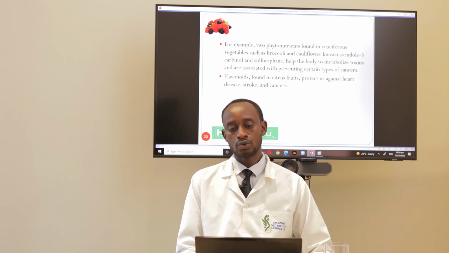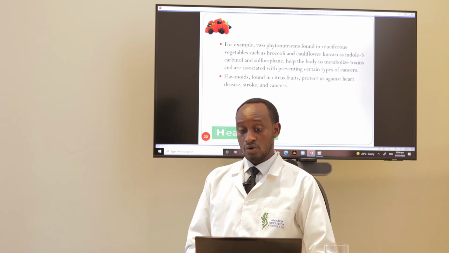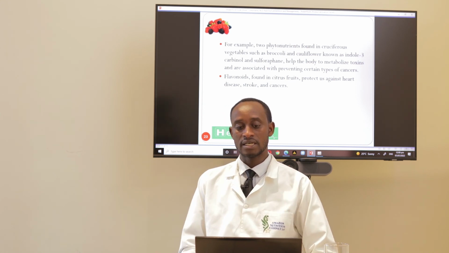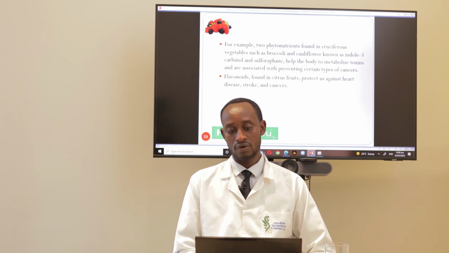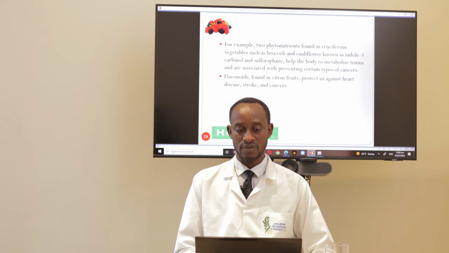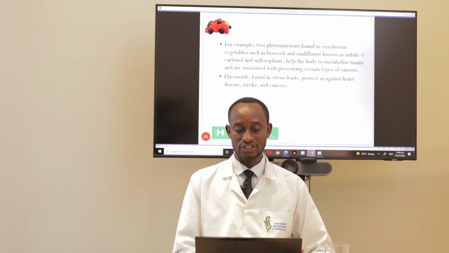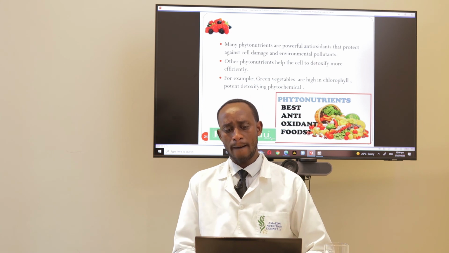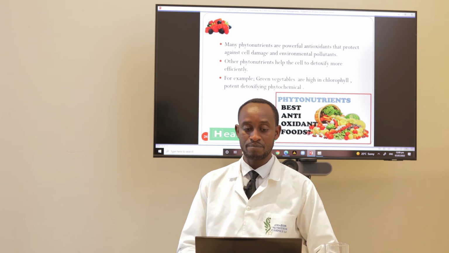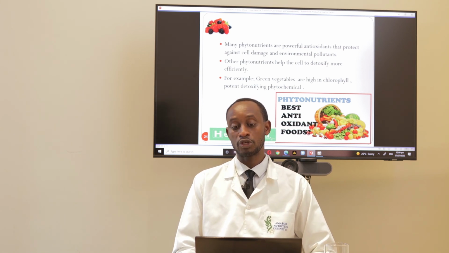For example, 2 phytonutrients found in cruciferous vegetables such as broccoli and cauliflower, known as indole-3-carbinol and sulforaphane, help the body to metabolize toxins and are associated with preventing certain types of cancers. Flavonoids found in citrus fruits protect against heart diseases, stroke, and cancers. Many phytonutrients are powerful antioxidants that protect against cell damage and environmental pollutants.